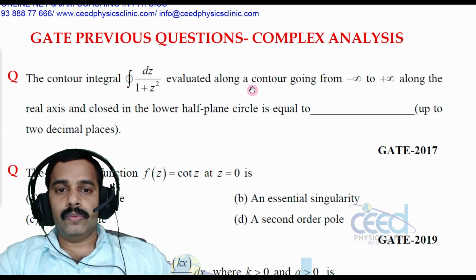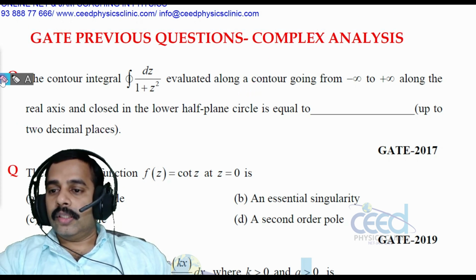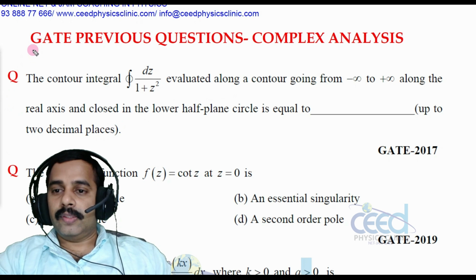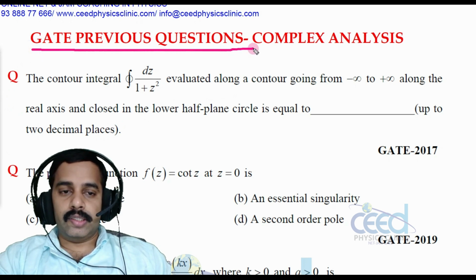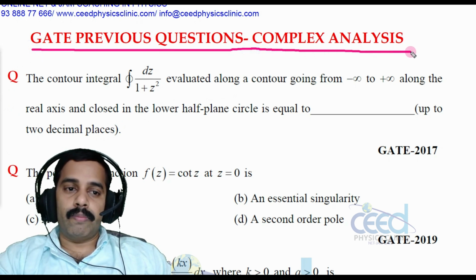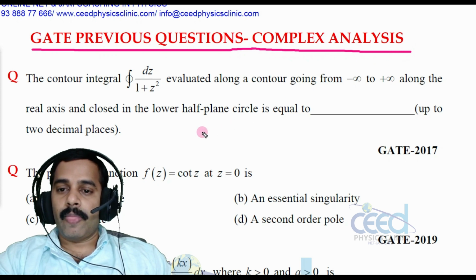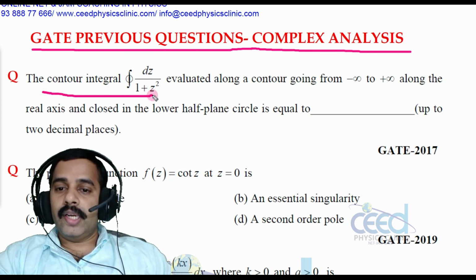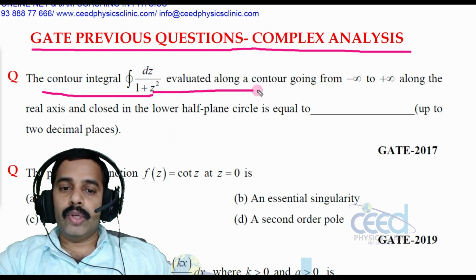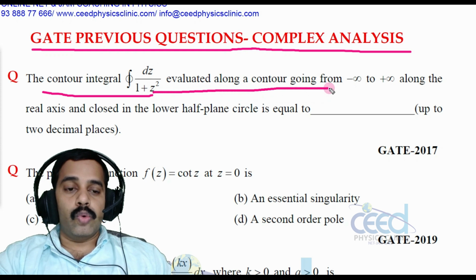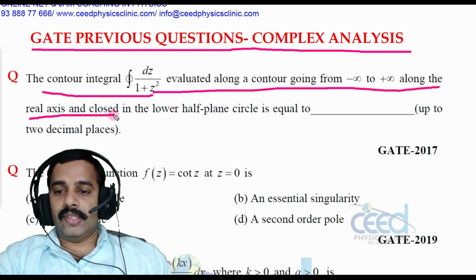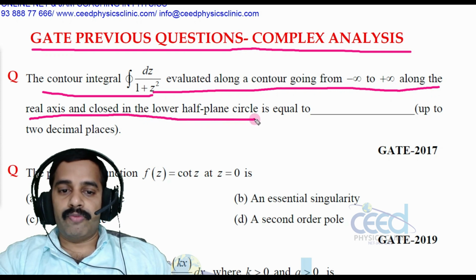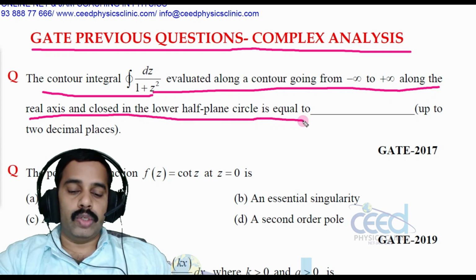Okay. Thank you. So today we are going to discuss GATE previous questions that are asked from complex analysis. So the first question is the contour integral dz by 1 plus z square evaluated along the contour going from minus infinity to infinity along the real axis and closed in the lower half plane circle is equal to.